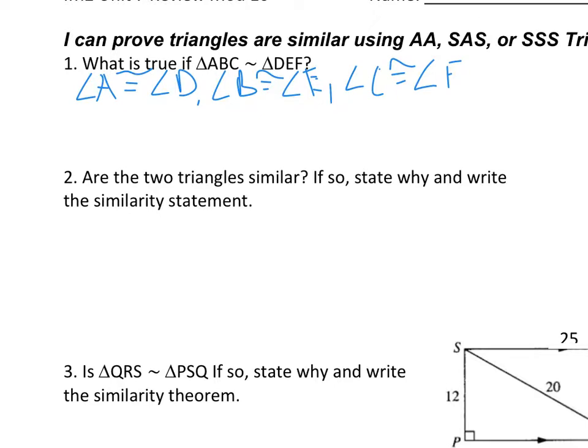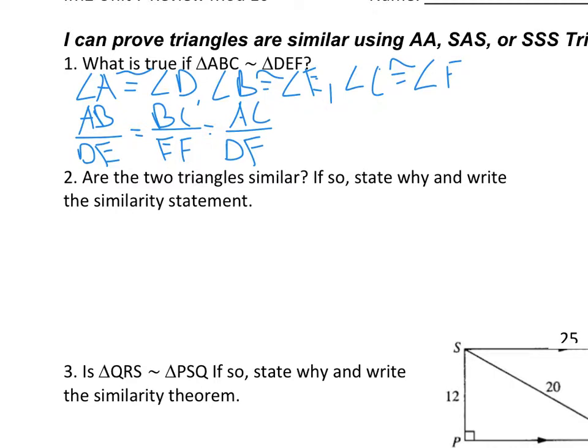We also know that our sides are proportional. So this is where we've set these up. So AB is to DE as BC is to EF as AC is to DF. Now, how am I knowing which ones match up? It's from our similarity statement.